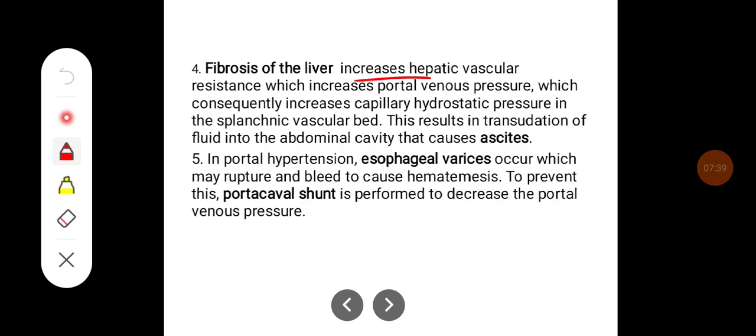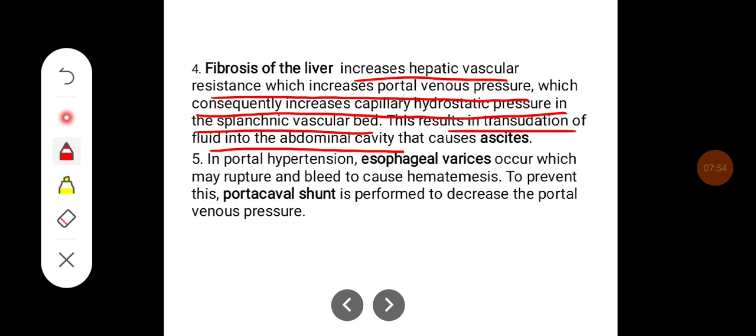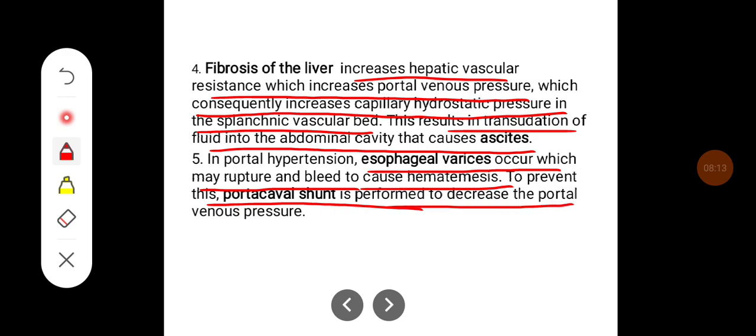Fibrosis of the liver increases hepatic vascular resistance, which increases portal venous pressure, which consequently increases capillary hydrostatic pressure in the splanchnic vascular bed. This results in transudation of fluid into the abdominal cavity that causes ascites. In portal hypertension, esophageal varices occur, which may rupture and bleed to cause hematemesis. To prevent this, a portocaval shunt is performed to decrease the portal venous pressure.